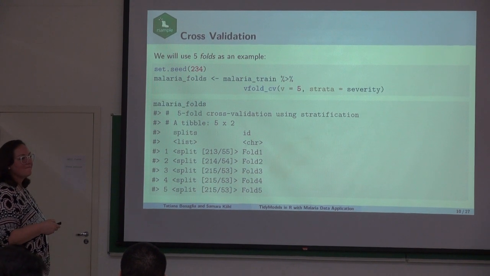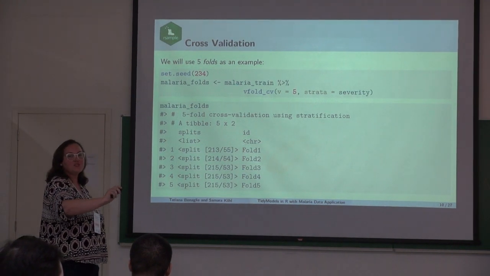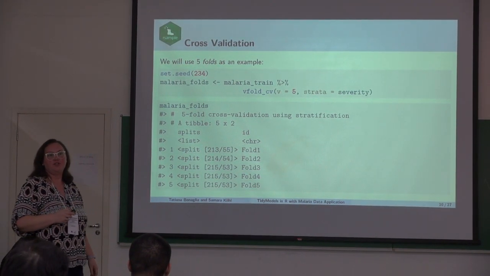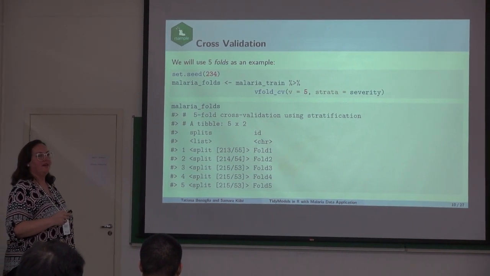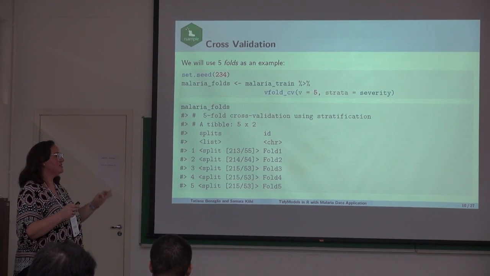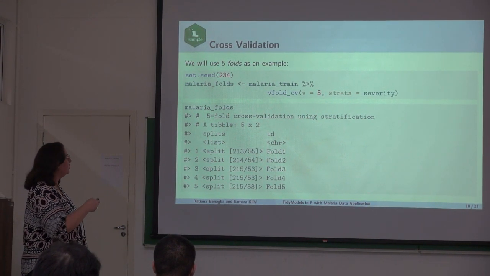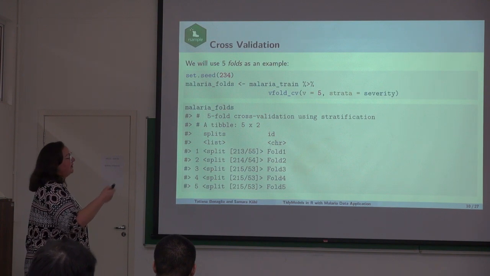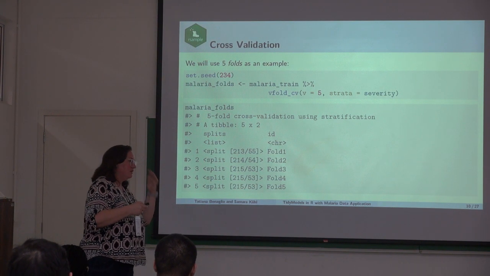It's basically the same as what we did with the initial split, but it just tells us the indexes of what goes in each fold. It's not doing anything. Okay, now what are we going to do with this?